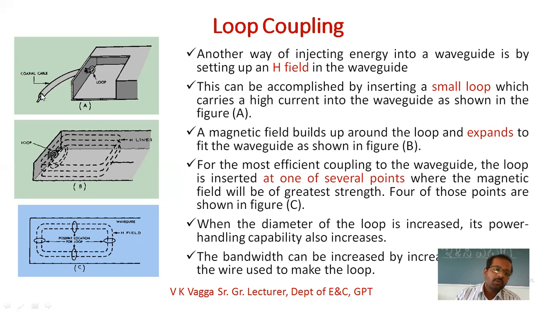See here, if the coaxial cable is inserted into the waveguide and these two ends are shorted, it is going to form the loop. And after forming the loop, exactly surrounding this, it is going to establish a small magnetic field. You can see the small lines here. After some time, it is going to expand. So the magnetic field built around the loop is going to expand around the waveguide, and it is able to carry the microwave signal.